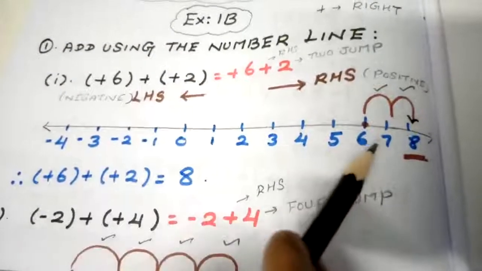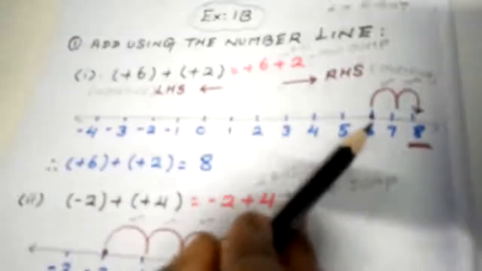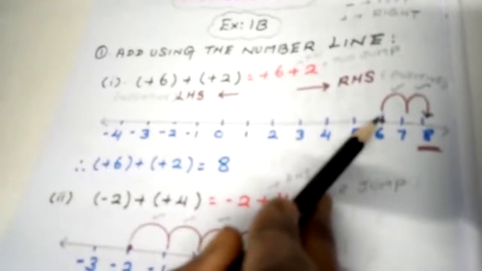I am drawing the number line here, students. First, I am going to remove the bracket. Plus 6 plus into plus plus 2, so plus 6. Just go to the number line. First find where I am going to have plus 6. In that place I am going to start my work.